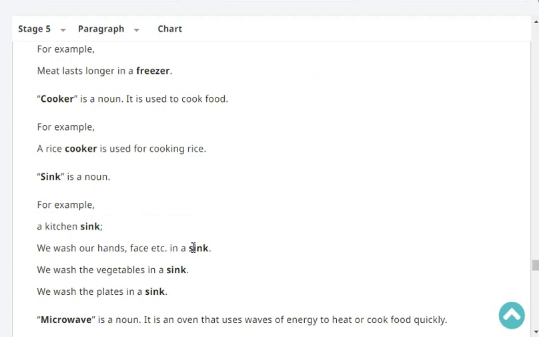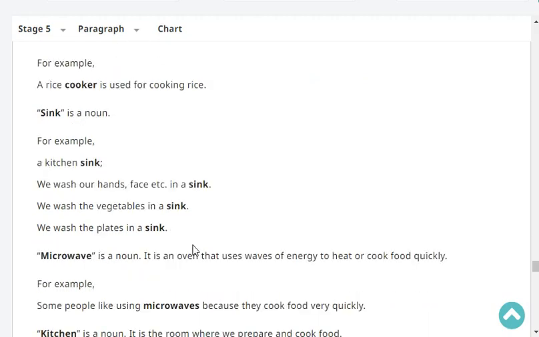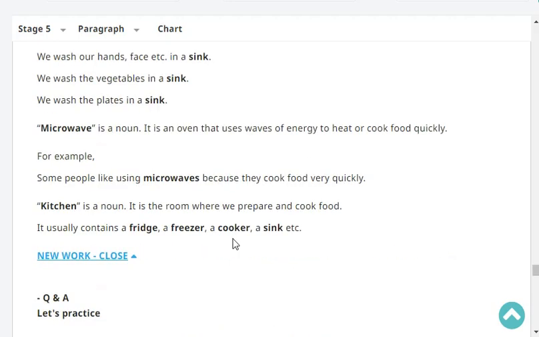Sink is a noun. For example, a kitchen sink. We wash our hands, face in a sink. We wash vegetables in a sink. We wash plates and cups in a sink. Microwave is a noun. It is an oven that uses waves of energy to heat or cook food quickly.